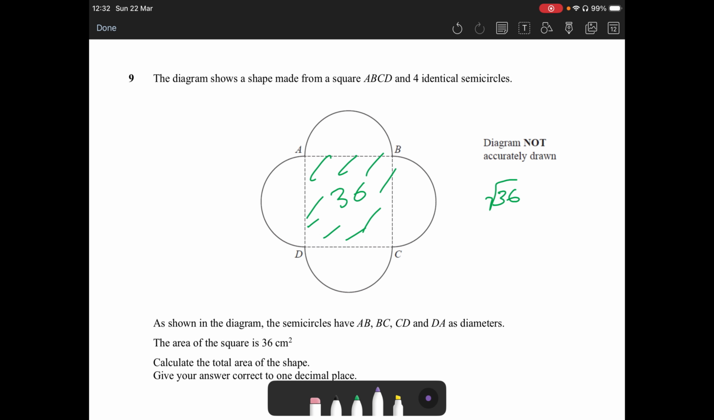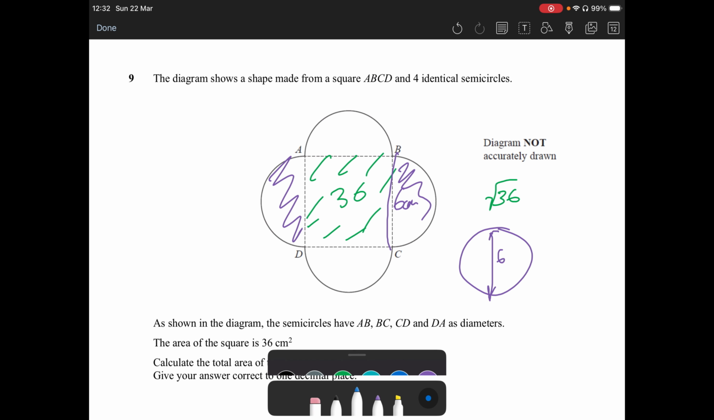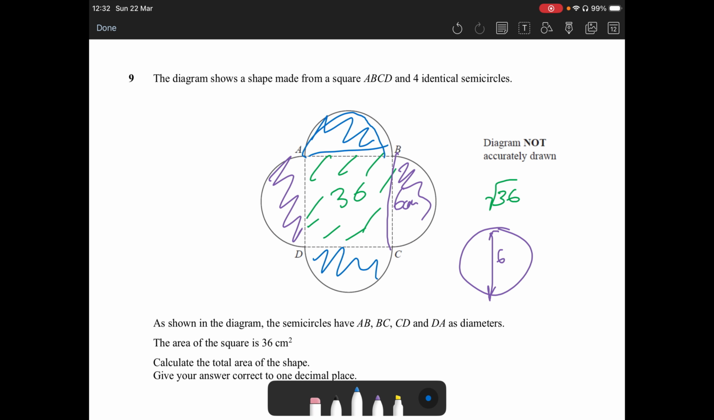which will be 6. Now, you can think of this as 2 circles put together. So think of that as a circle with diameter 6. And this circle here would be identical to the purple one. Okay, so you only really have to work out the area once.